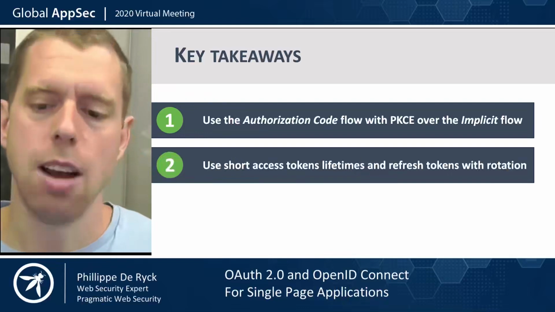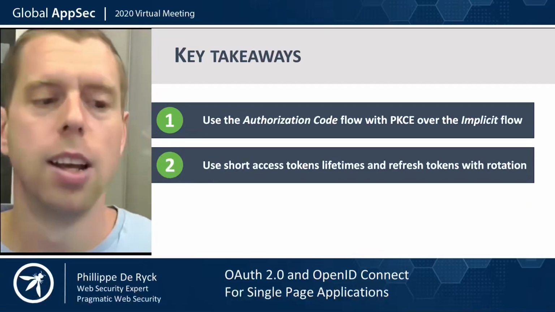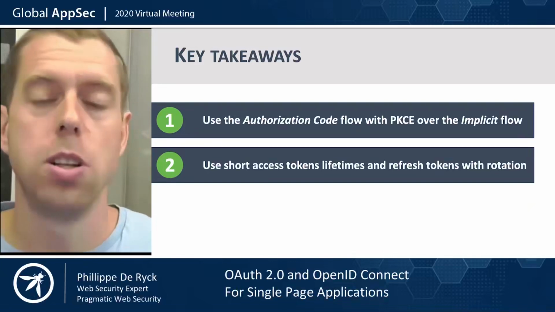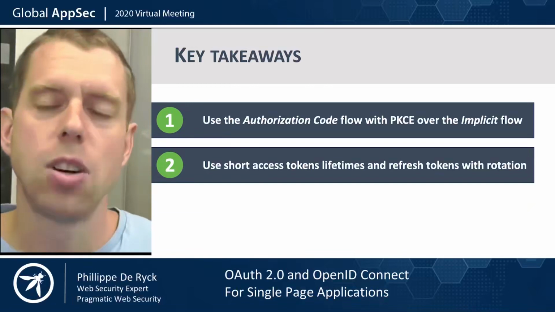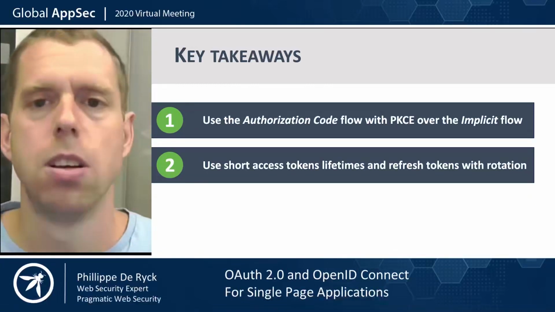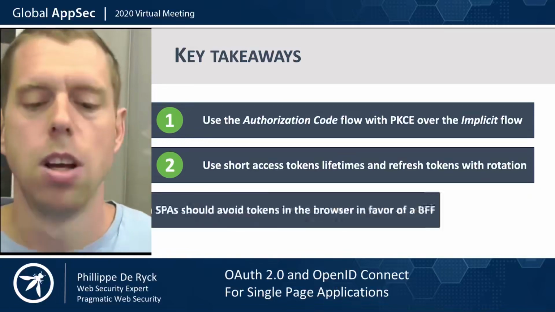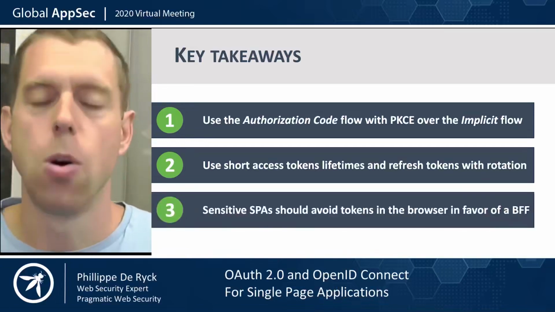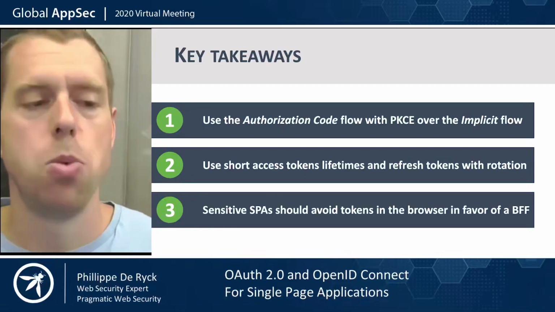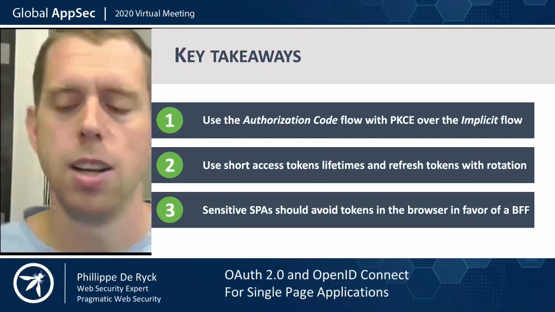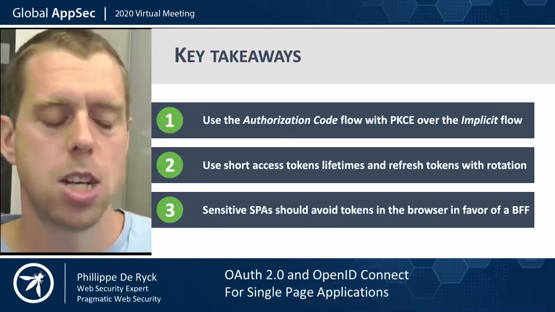Use short access token lifetimes, 5 minutes, 10 minutes, if you can get away with that, and rely on refresh tokens with refresh token rotation to obtain new ones. And if you're dealing with sensitive applications that deal with sensitive data, with high value transactions, I recommend to avoid tokens in the browser altogether and to build a BFF which handles tokens. That's essentially 3 key takeaways based on what we saw in this session right here.